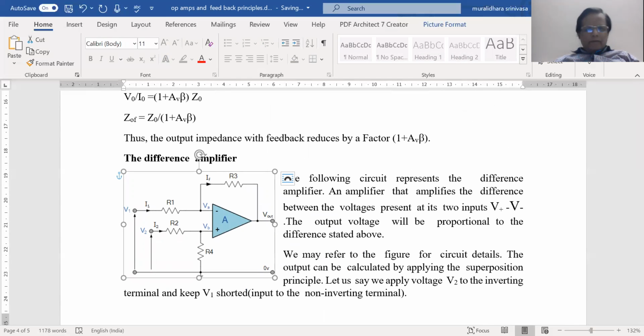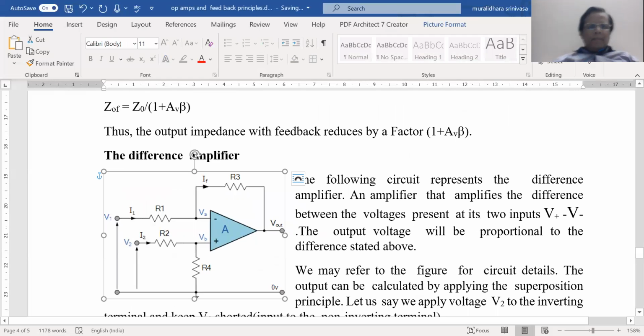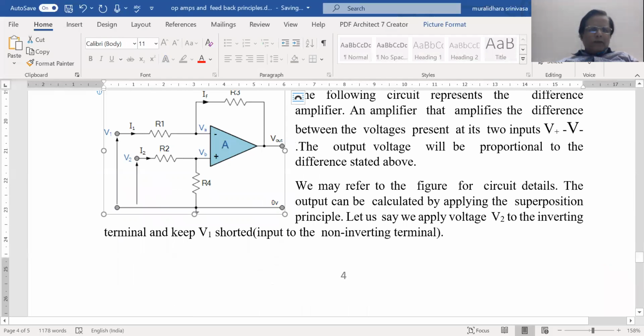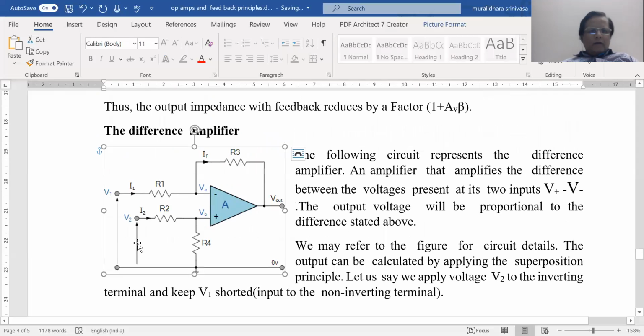Now what we can do, we can slightly build it up. So essentially what we are doing, we are giving two inputs, a voltage V1 to the inverting terminal through R1, which produces a current I1, and a voltage V2 through a voltage divider network of R2 and R4. Remember, R3 is the feedback resistance. R3 and R1 together set up the gain of the amplifier.